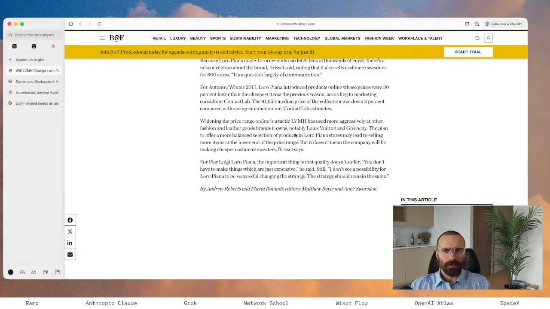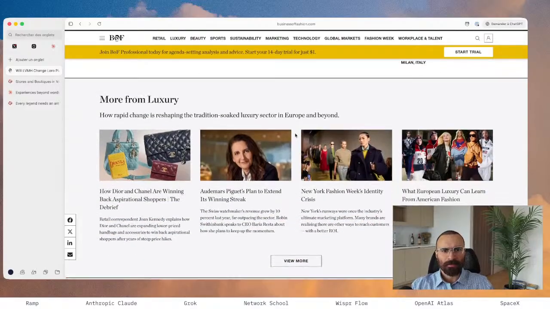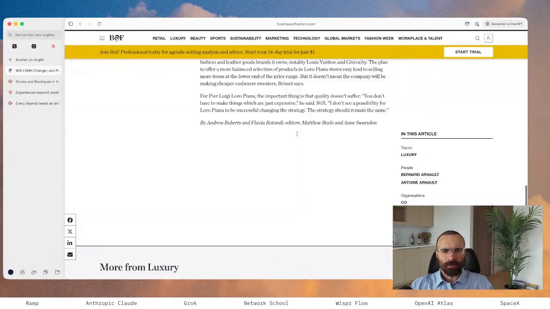Quality doesn't suffer. You don't have to make things which are just expensive. I don't see a possibility for Loro Piana to be successful changing the strategy. The strategy should remain the same.